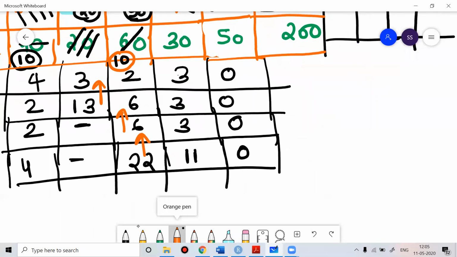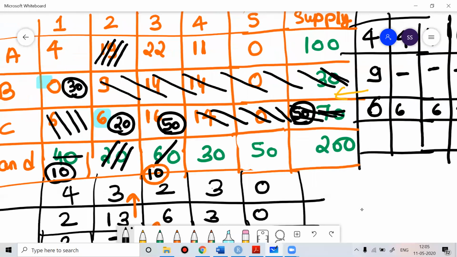Now it will enter the solution. If 22 enters, then the only value left in column 3 is 10, and the supply is 100. So you will put 10 here so that this is done, and the supply left is 90. So you do the allocation for that. No more column 3.